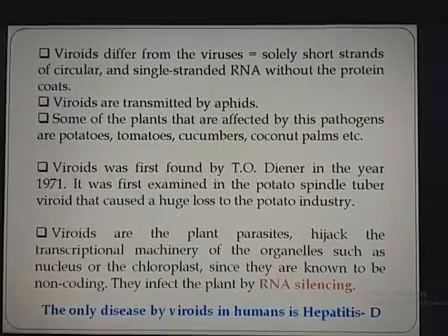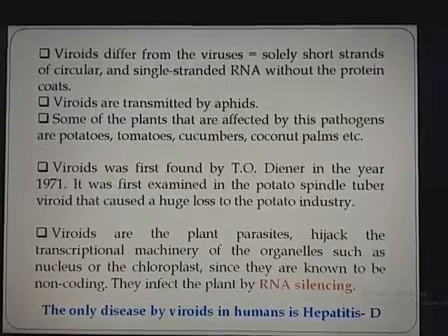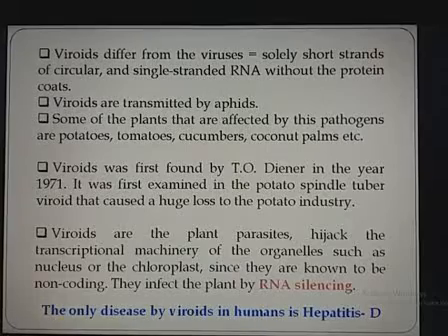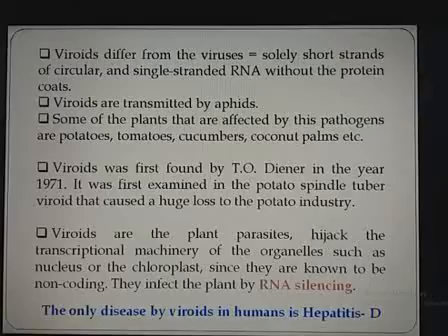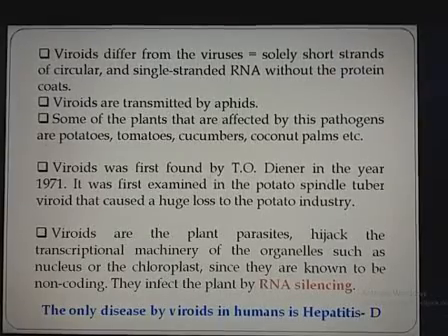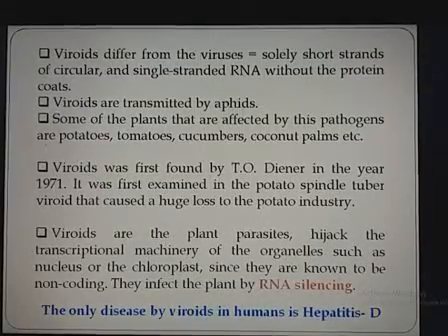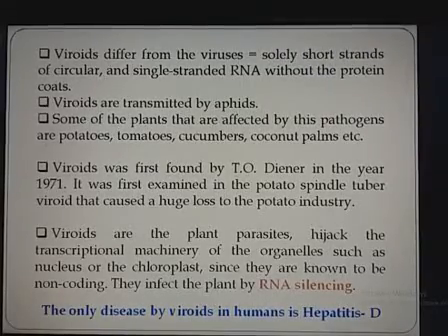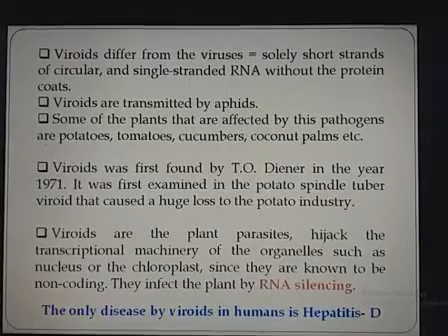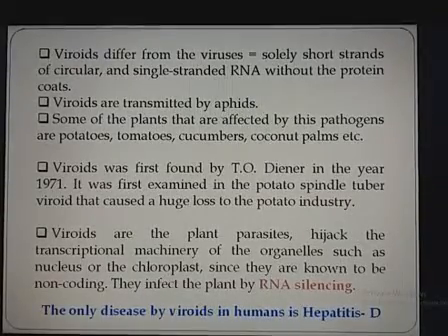Aphid is a kind of insect, for example some black flies and fireflies. Some plants that are affected by viroid pathogens are potatoes, tomatoes, cucumber, coconut palms, etc. These plants are actually infected by viroids.